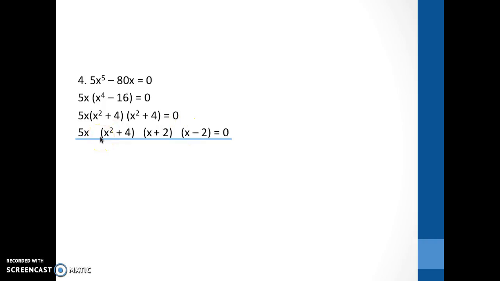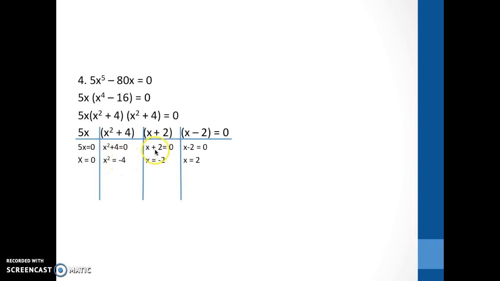So I go ahead and I draw my chart. And I have 5x equals 0, x squared plus 4 equals 0, x plus 2 equals 0, and x minus 2 equals 0. And I go ahead and I solve for each one of those. My first one I'm going to solve for is 5x equals 0. So I'm going to take 0 and divide it by 5, which I would be left with 0. Next, on this one, x squared plus 4 equals 0, I'm going to subtract 4 from both sides. I'm left with x squared equals negative 4.